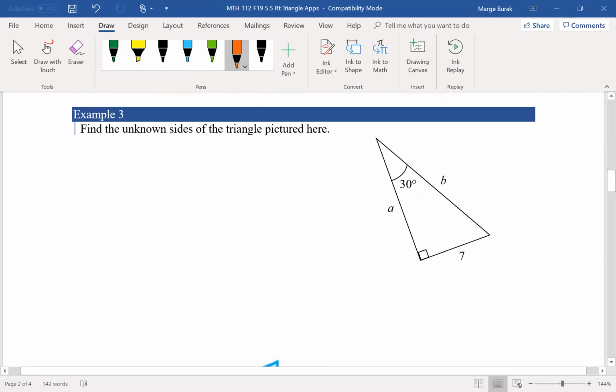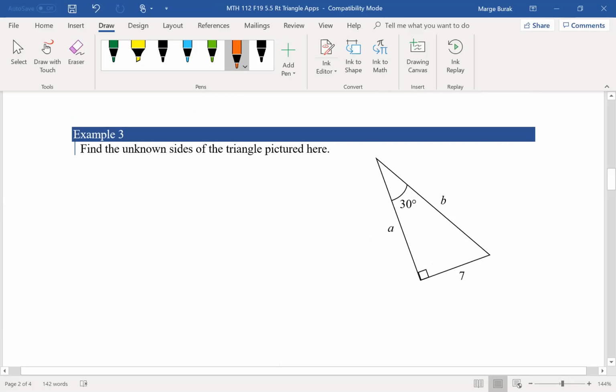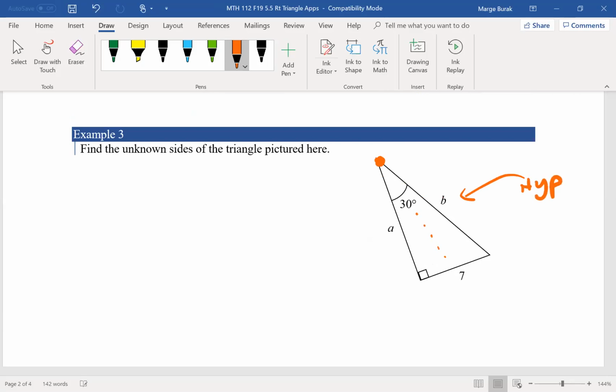So how do we use this to find some unknown sides of this triangle? Well, we want to find a and we want to find b. We know we're at 30 degrees, and we have our opposite side. So this is our hypotenuse. If we did the sine of 30 degrees, that would be equal to the opposite, which is 7, over the hypotenuse, which is b.